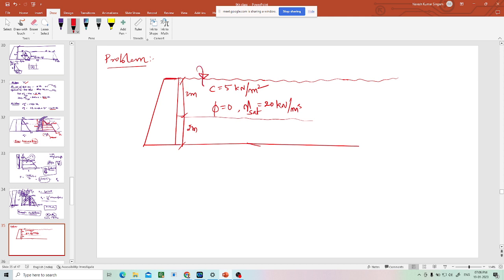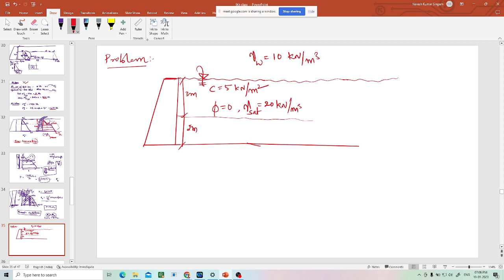So there is a water table. Water table means it's completely saturated. So while calculating effective stresses, you have to take effective unit weight, that is gamma sat minus gamma w. So gamma w can be taken as 10 also. Let me check the question first. Yeah, gamma w is 10 kilonewton per meter cube.